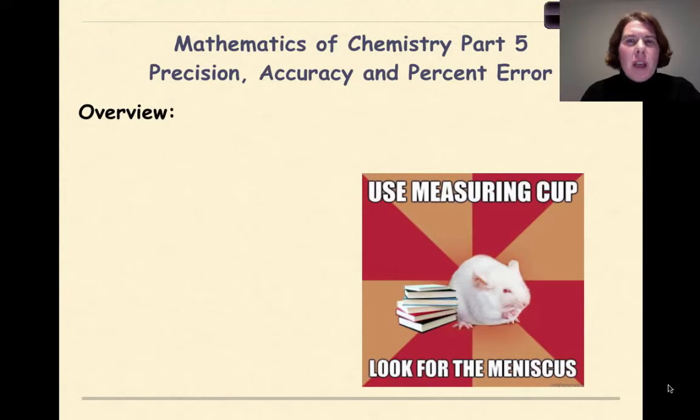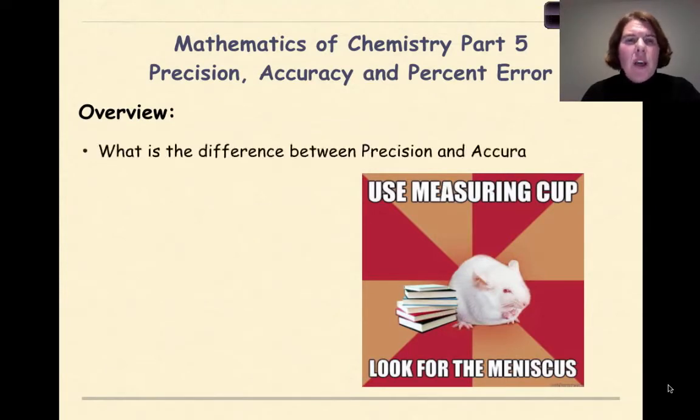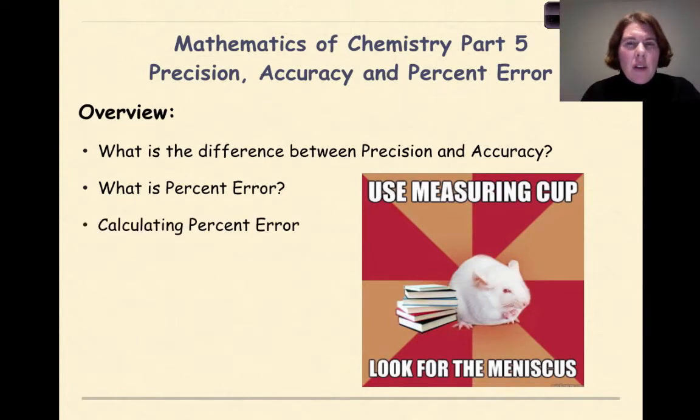Today we're going to be talking about precision, accuracy, and percent error. Specifically, we're going to talk about what is the difference between precision and accuracy, what is percent error and how do we use it in chemistry, calculating percent error, a little bit of practice associated with that, and then finally density and a little bit of practice.